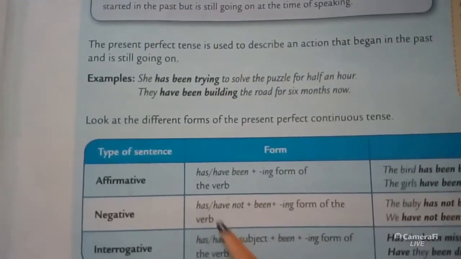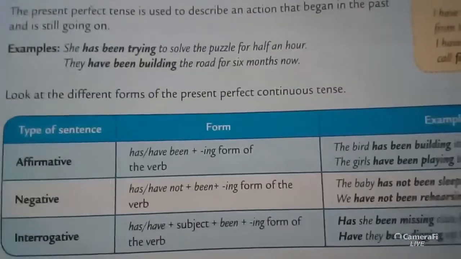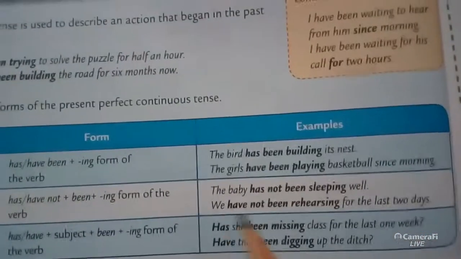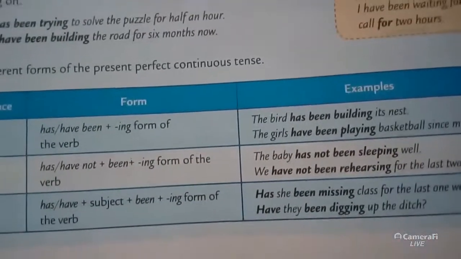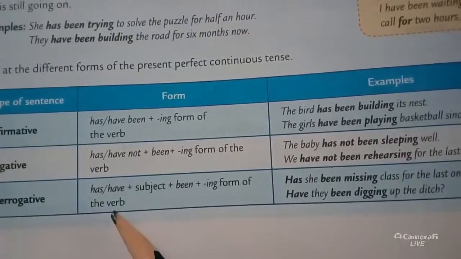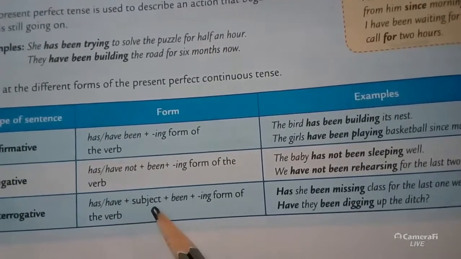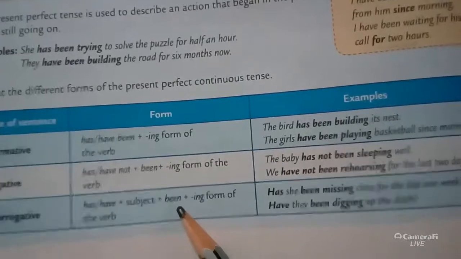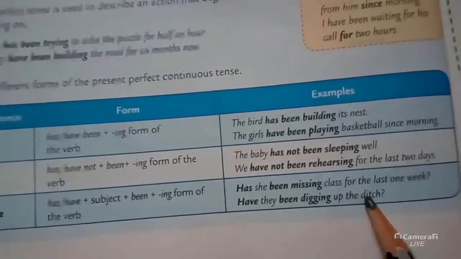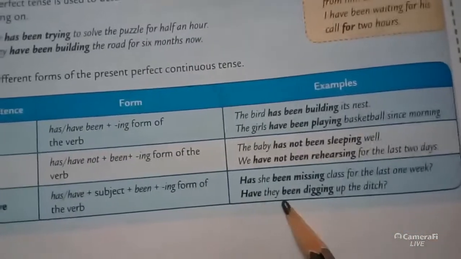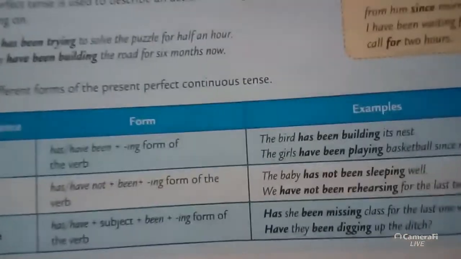Negative: have or has not been plus ing. The baby has not been sleeping well. We have not been rehearsing for the last 2 days. Interrogative: has or have, then the subject, then been plus the ing form. Has she been missing class for the last 2 weeks? Have they been digging up the ditch? Okay.